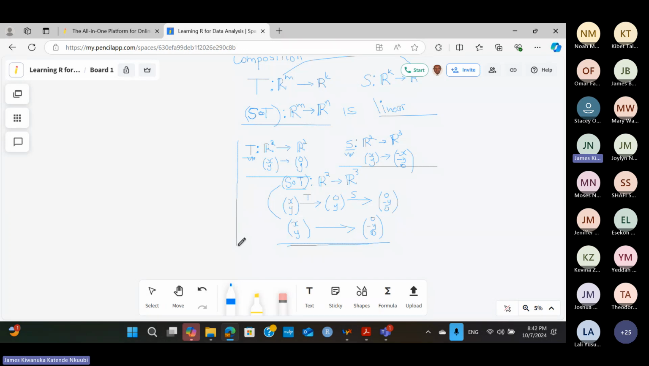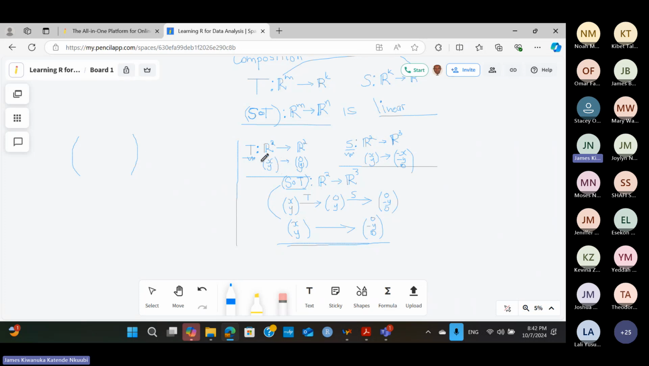It should be done by now. All you're doing is getting the images of the standard basis vectors, so it shouldn't take too long. Anyone who has found the matrix for T? Okay, I think maybe Mechoka. Today we didn't take the break, so we'll work them out now.